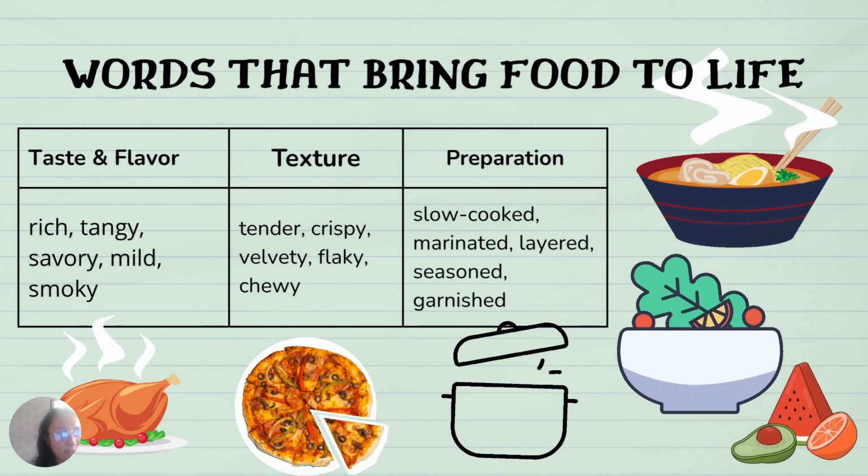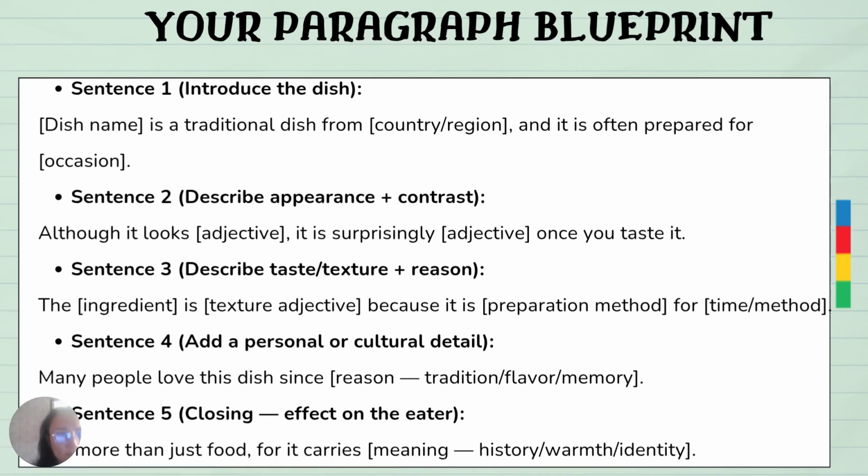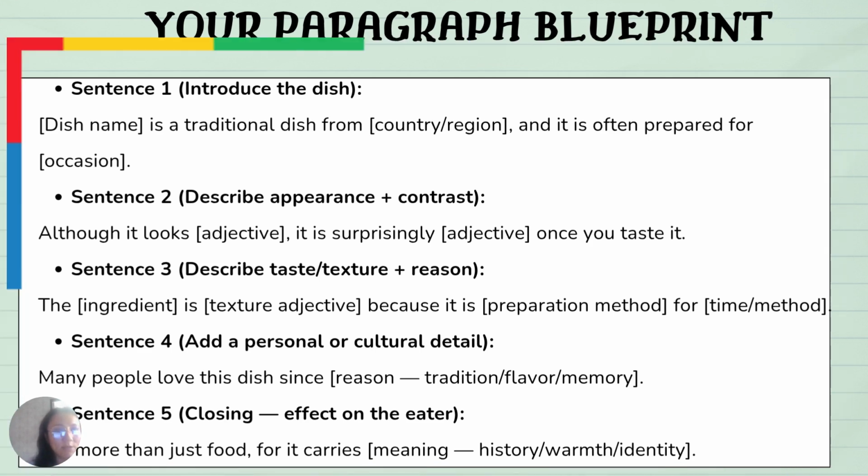All right, let's give you a very interesting frame which you can use to make writing compound and complex sentences very easy, and this will be a lifelong hook for you guys. So here I've got a frame. First you should introduce the dish. I put here a dash. You may name any dish here, and then go: is a traditional dish from which country, and it is often prepared for what occasion.